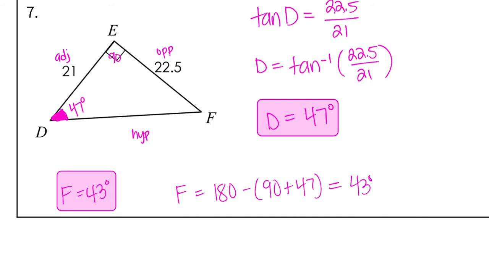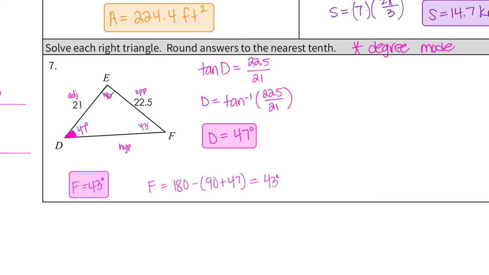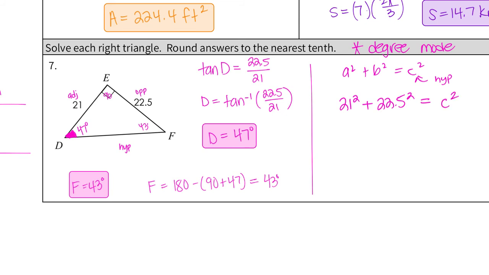Okay, so now I have both angles. So what else am I missing? The hypotenuse. So now you can use trig for this for sure, but we could also use the Pythagorean theorem. So I'm going to use that one. Pythagorean theorem, a squared plus b squared equals c squared. Just make sure that c is always your hypotenuse. So we would have 21 squared plus 22.5 squared equals, I'm going to leave it as c since we don't know what it is yet.